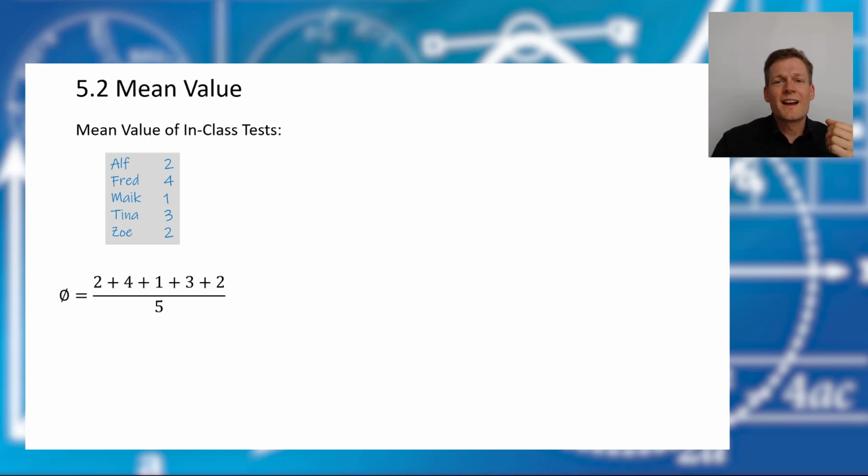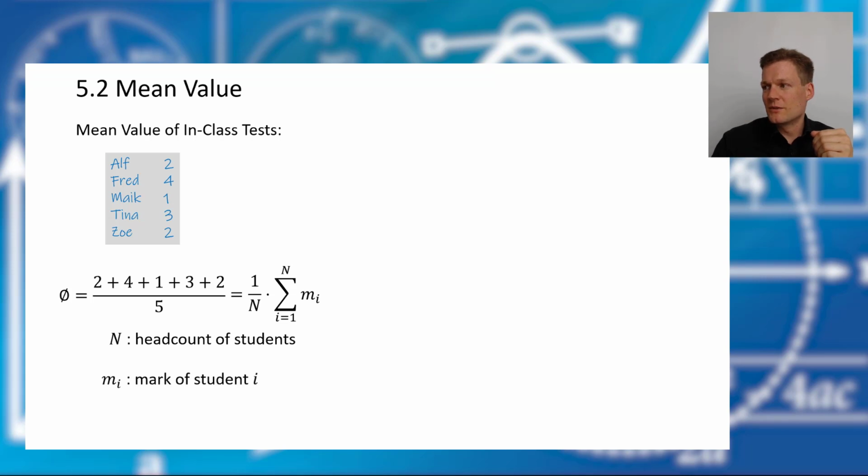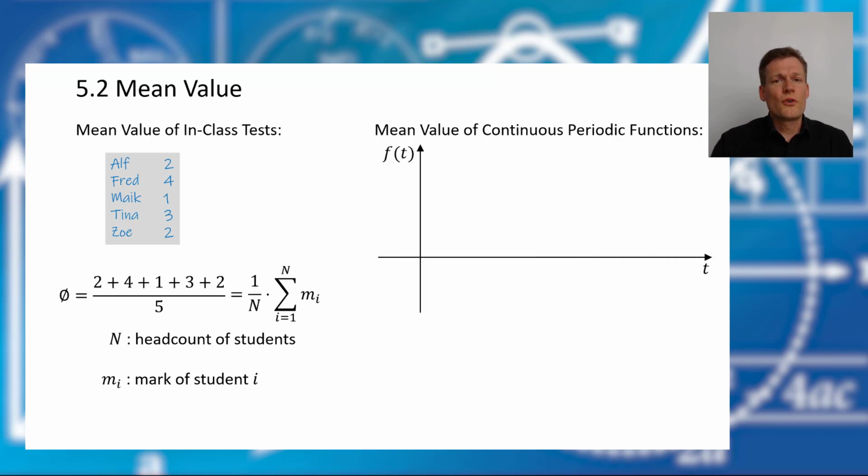Today we would write it like this. We have 1 divided by capital N, this is the head count of the students, and then we take the sum over the marks of the single students. Okay, I'm sure you've known that. But now we want to calculate the mean value of a continuous periodic function. Okay, for instance, this one.